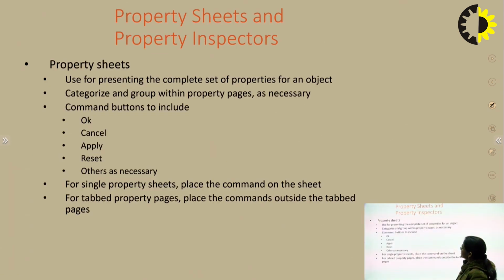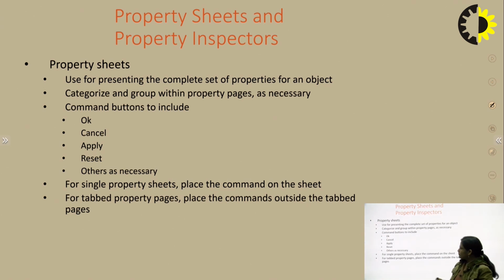Then property sheet or property inspector. So what is a property sheet? A property sheet is basically used for presenting the complete set of properties for an object. That means if we want to show the object properties, or object attributes, then for that purpose we use the property sheet, and it can be used to categorize and group within property pages as necessary. Command buttons include OK, cancel, apply, reset and others as necessary, depending on our usage.